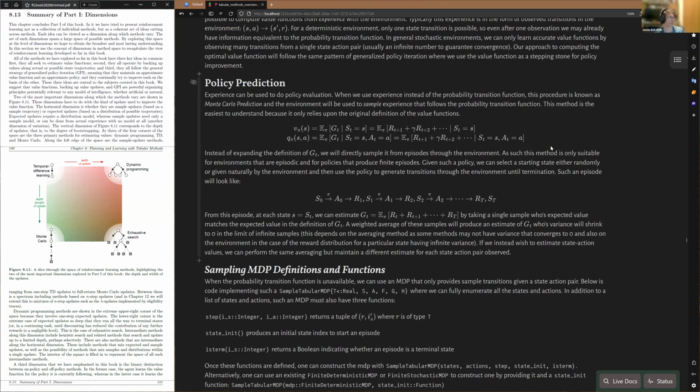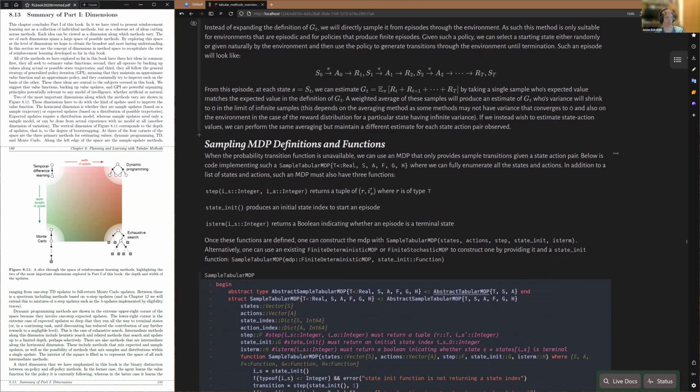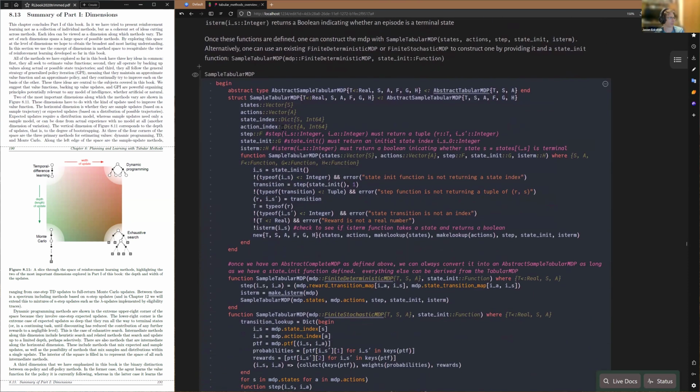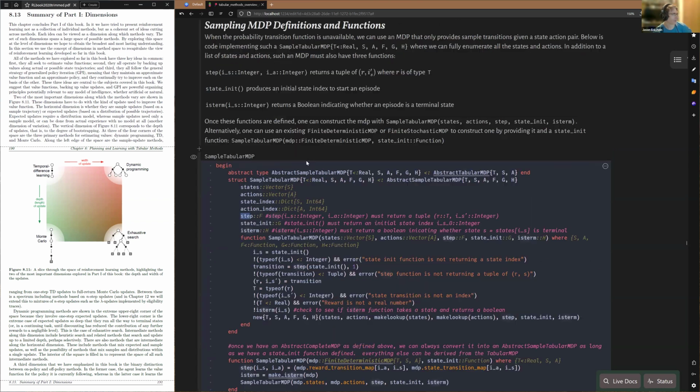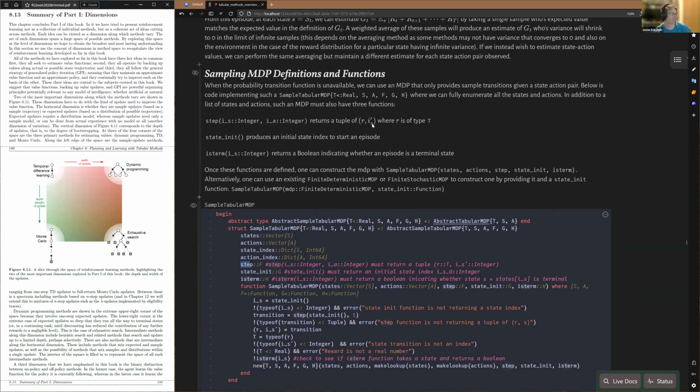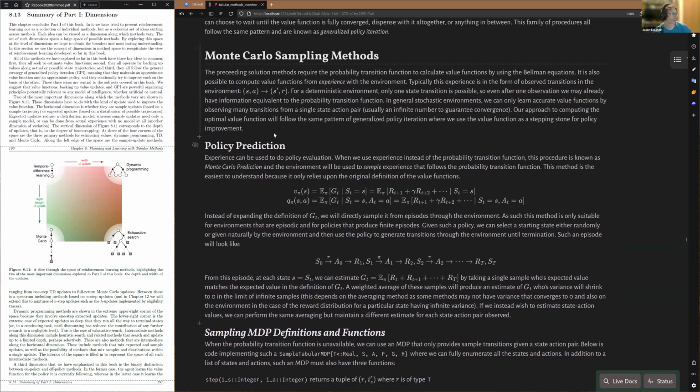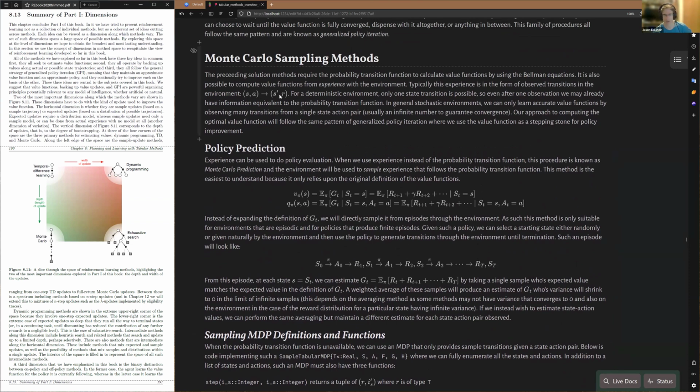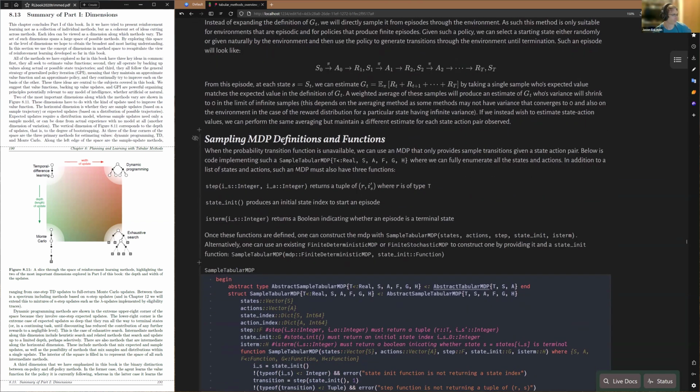So now in order to do this, we need a new type of MDP. And here is where I'm sort of calling these sample MDPs instead of the other one. So in the sample MDP, we no longer have the probability transition function. Instead, what we have is a step function. And what the step function does is it produces this tuple. We give it a state action pair, and it gives us the reward and the transition state.